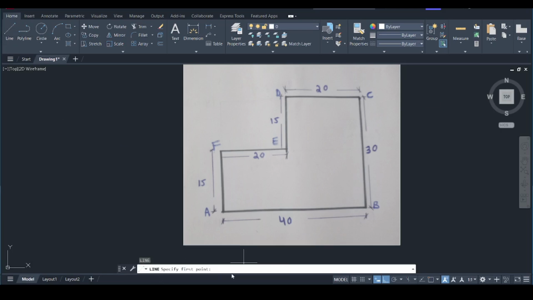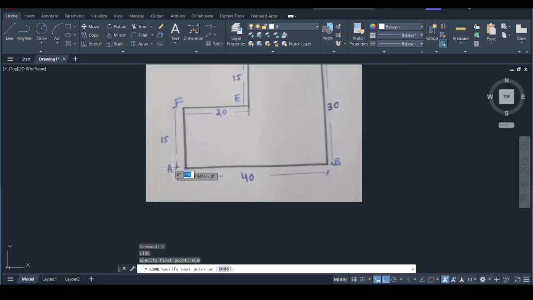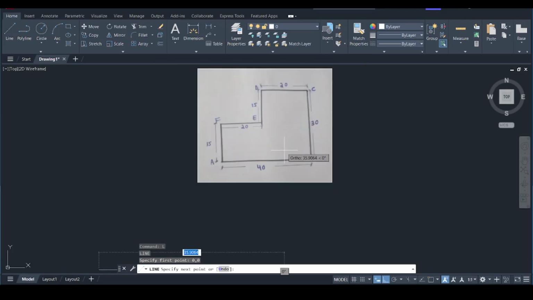Now you can see here it is written, specify first point. So our first point is point A, and its coordinate is 0 comma 0. So this is our coordinate 0 comma 0 of point A. And for the coordinates you just need the distance and the angle of the line. So the distance from A to B is 40, and the angle is 0. From the Cartesian coordinate system we take the positive axis as the reference, and we take the angle with the positive axis.